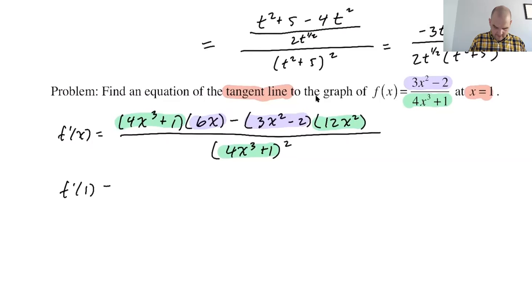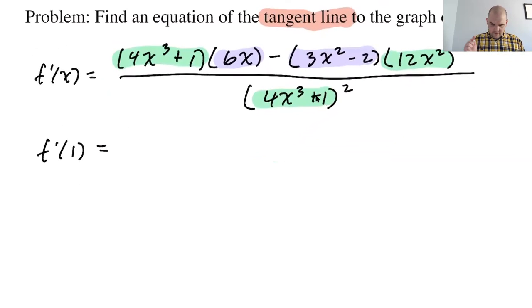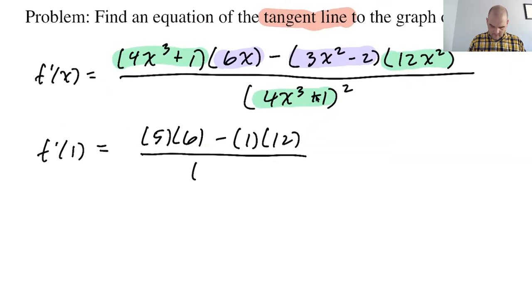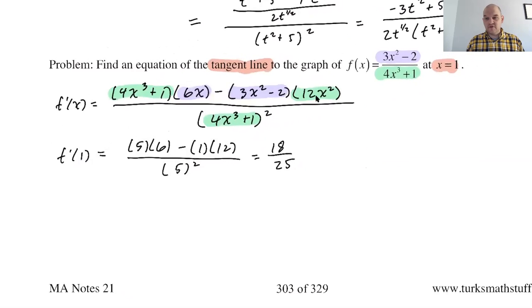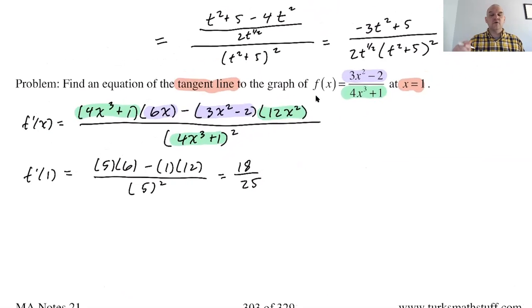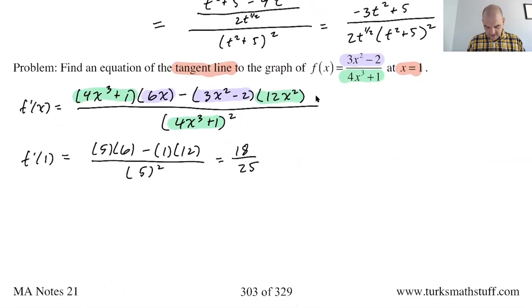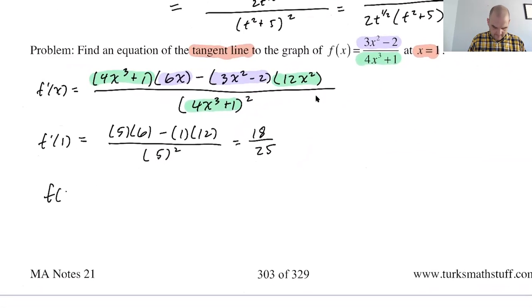F prime of 1 is, okay, so 4 plus 1 is 5. 6 times 1 is 6, minus 3 minus 2 is 1. 12 times 1 is 12, over 4 plus 1 is 5, and then squared. Okay, so that's 30 minus 12 is 18 over 25. So we didn't have to simplify the derivative, so don't spend your time doing that. Only do that when necessary. I do need to find f of 1, though. So f of 1 is 3 minus 2 is 1 over 4 plus 1 is 5.